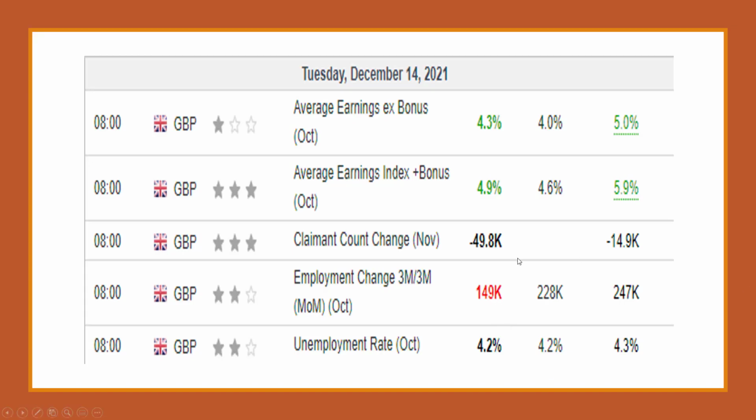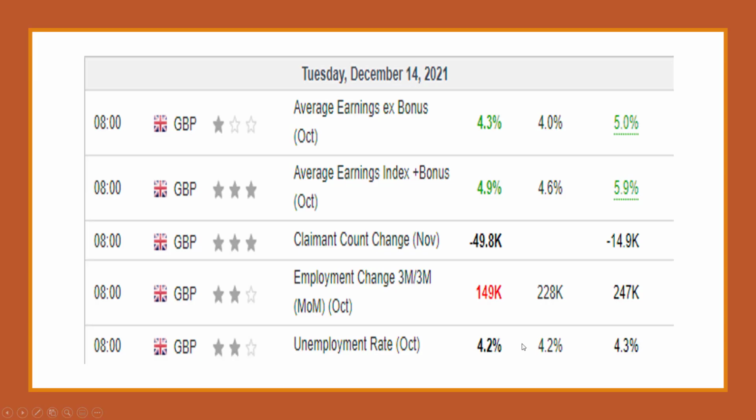The claimant count change, which is the number of people claiming employment benefits, that dropped. Earnings pushed up. So we hit 4.9 here versus the expected 4.6 and 4.3 here versus the 4.0% expected. And the unemployment rate came in at 4.2. That is better than the 4.3 we had previously.